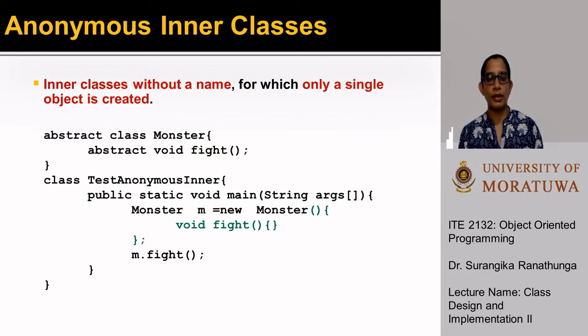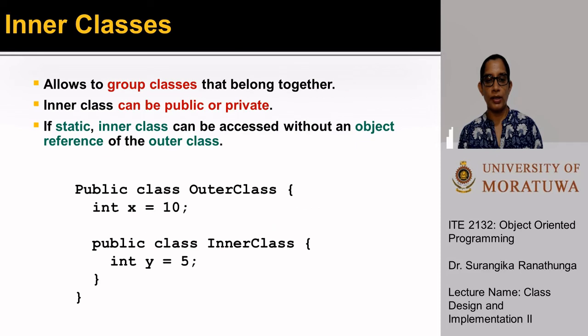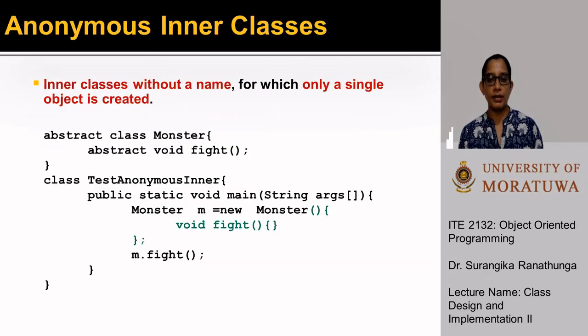A similar concept is the anonymous inner class. To understand what anonymous means, let's go back and look at this inner class. When we explicitly define inner classes, we have to give a name. Here we have given the name as inner class. So it has a name. In contrast, anonymous classes are classes that are defined without a name.